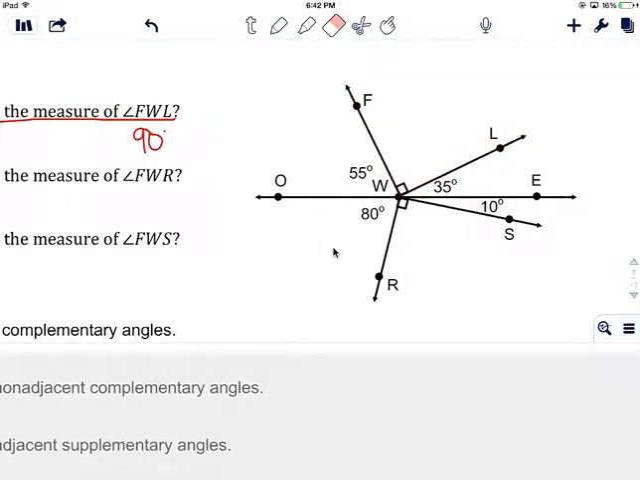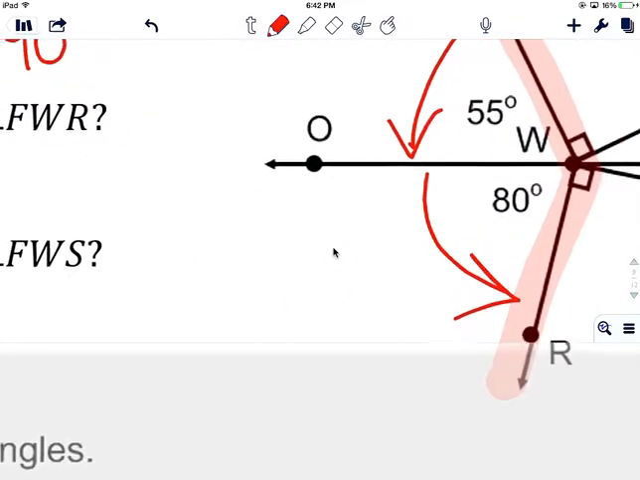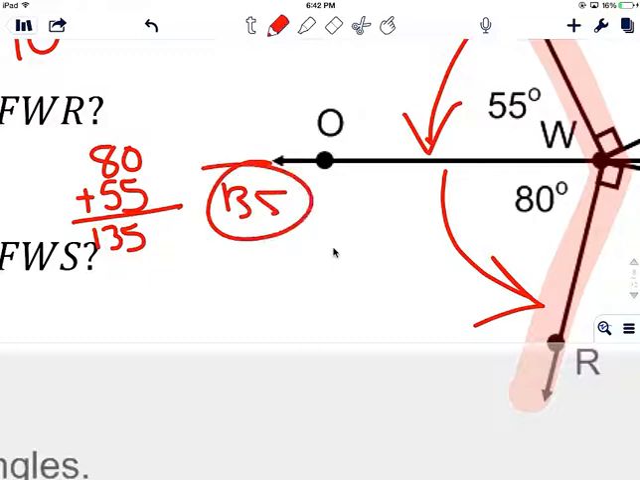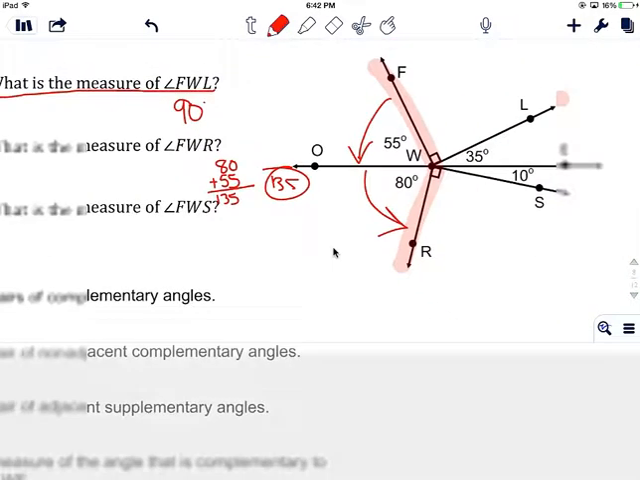So let me get rid of this highlight. We need F to W to R. This one goes back to the angle addition postulate. I'm going to add up those two numbers. 80 plus 55 gets me 135. So 135, that's our answer for this next one.